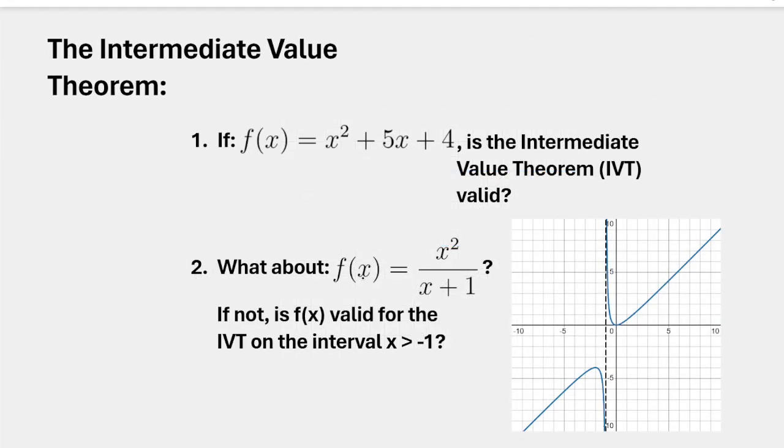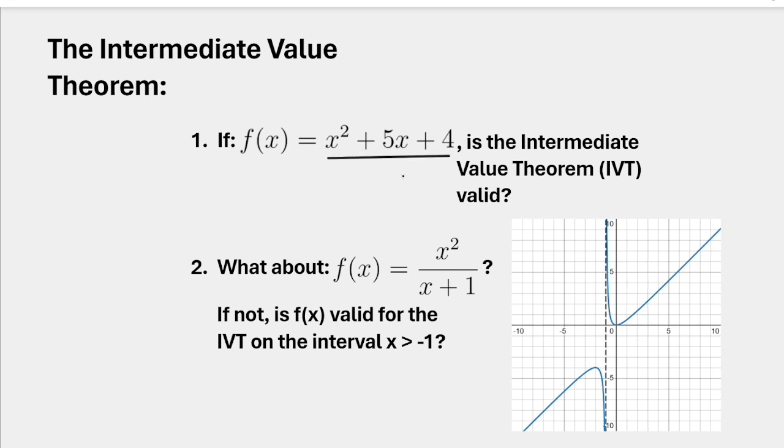Alrighty, let's go ahead and test some of our knowledge. So we have a pair of questions here. We should probably start with one. So if f of x is equal to x squared plus 5x plus 4, is the intermediate value theorem, IVT, valid? Well, in this particular instance, yes, it is, because this is a simple polynomial.